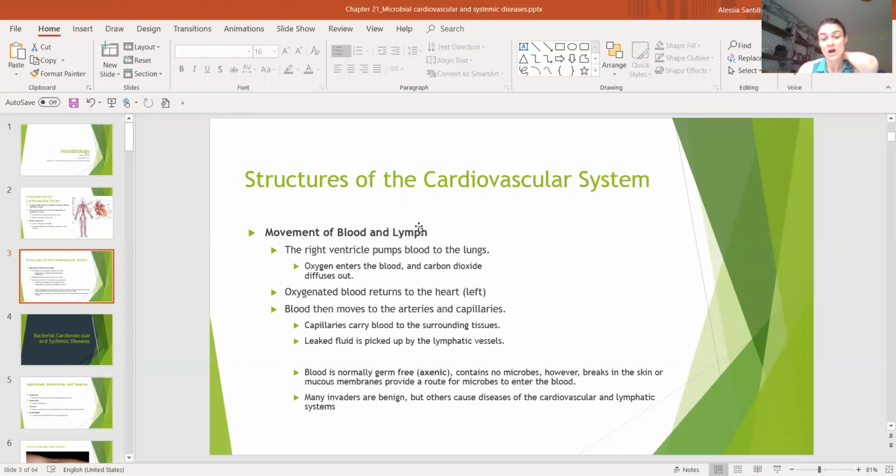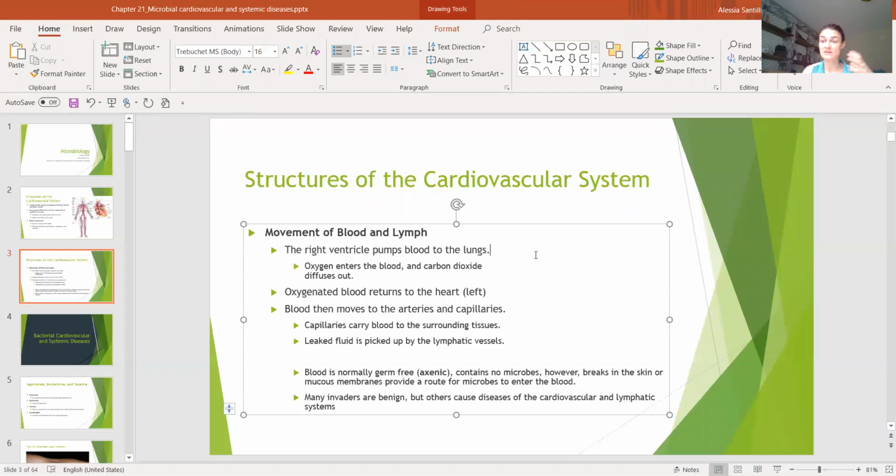Oh, lymph, yeah. So you also have, from these capillaries and everything, sometimes nutrients and liquids that kind of flow into the interstitial space.